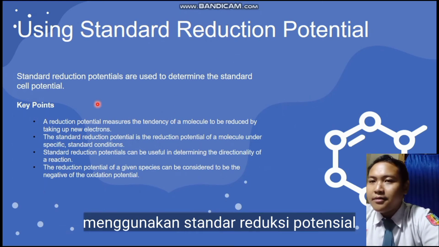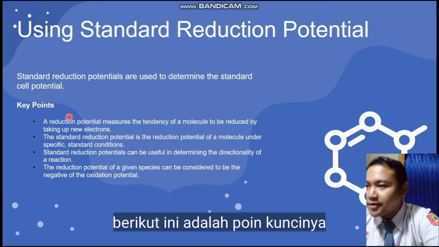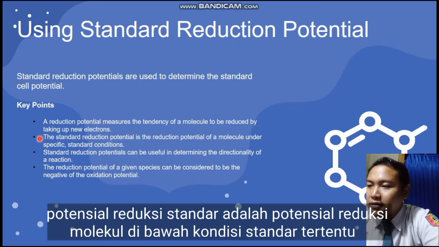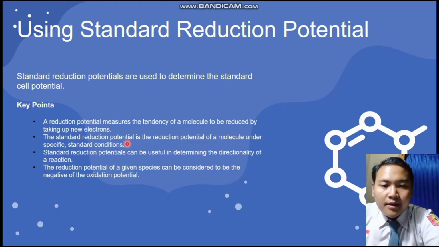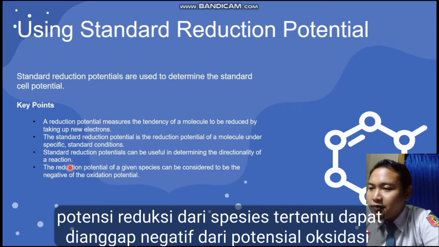Using standard reduction potential. Standard reduction potentials are used to determine the standard cell potential. Here are the key points. A reduction potential measures the tendency of a molecule to be reduced by taking up new electrons. The standard reduction potential is the reduction potential of a molecule under specific standard conditions. Standard reduction potential can be useful in determining the directionality of a reaction. The reduction potential of a given species can be considered to be the negative of the oxidation potential.